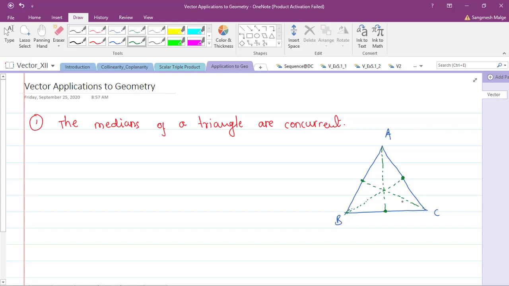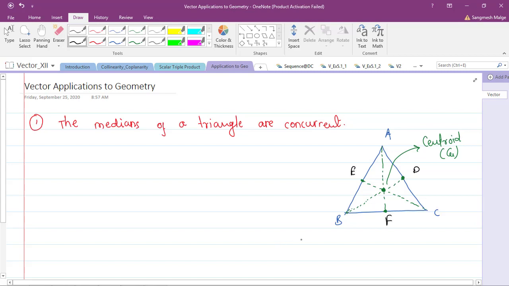So using the geometric way, we know that the medians are concurrent. That means there is a single intersection point, and this intersection point is known as the centroid. Centroid is denoted by G. Now let's name these midpoints. Suppose these are D, E and F.